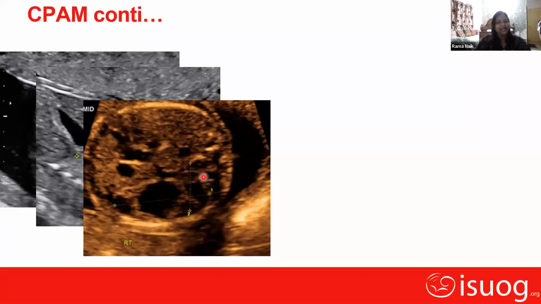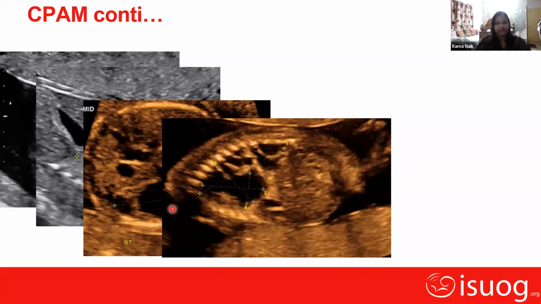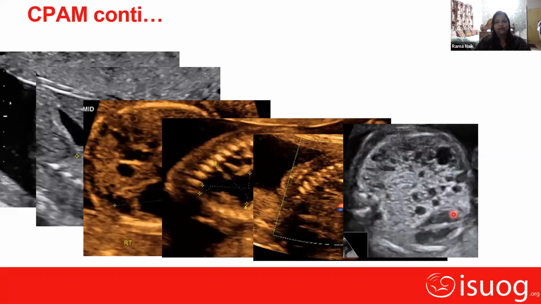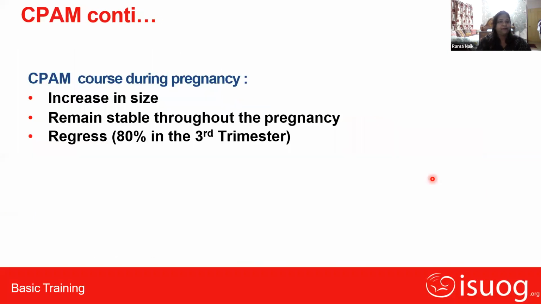This is cystic type CPAM. We can see a big cyst here, and same in the sagittal view. And we can see the blood flow coming to the chest. And this is the mixed variety of CPAM.